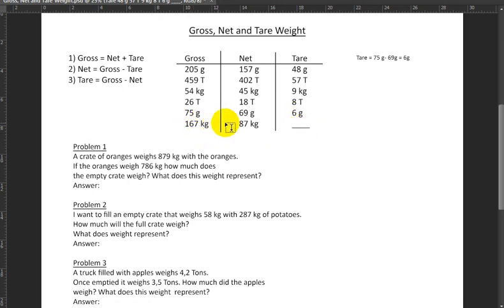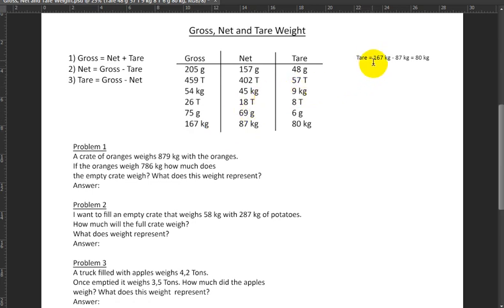Next up, we have a gross weight of 167 kilograms and a net weight of 87 kilograms. So we are going to need to subtract those two. So we're going to have to do 167 kilograms minus 87 kilograms, and this subtraction will give me 80 kilograms. So that's my tare weight, 80 kilograms.